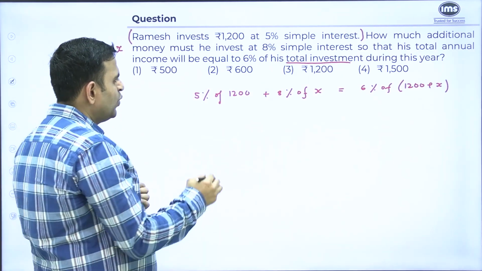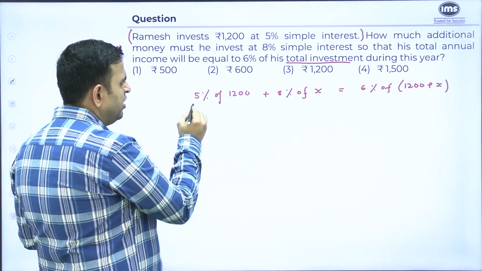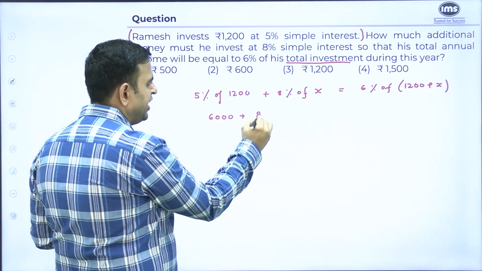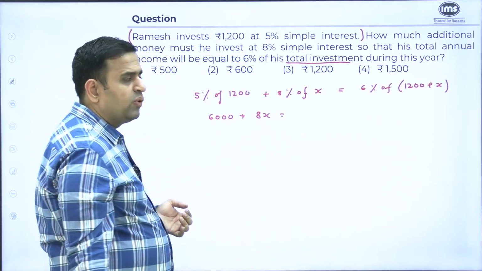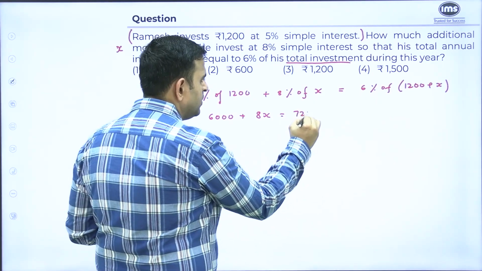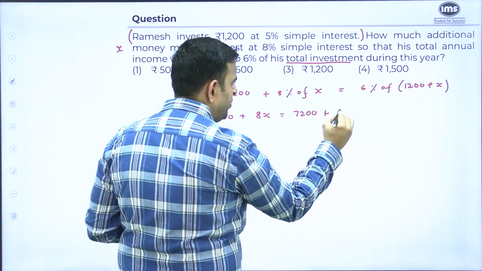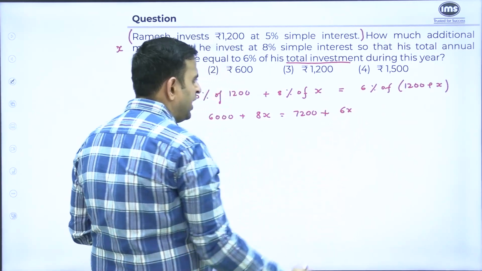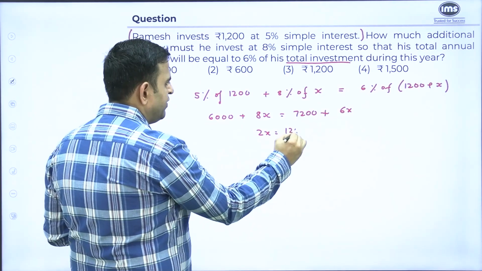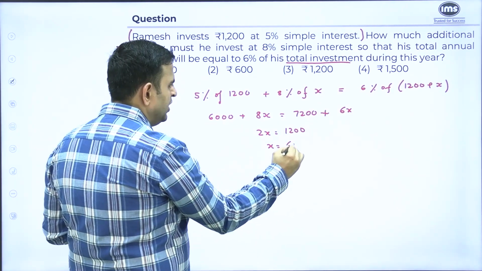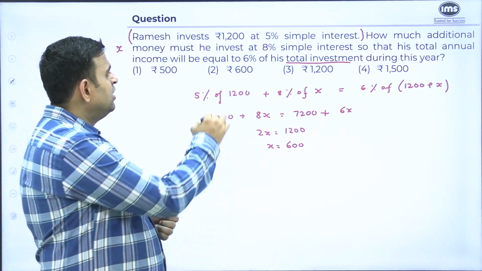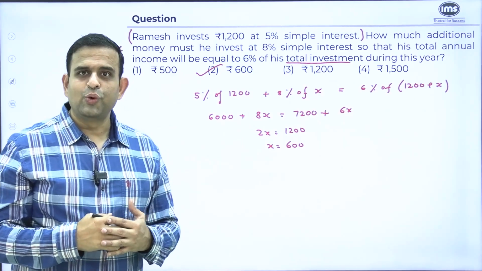Now if you write it down over here, I can cancel the percentage throughout. 5 into 1200 is nothing but 6000, plus 8 into X. This would be equal to 6 times 1200, which becomes 7200, plus 6 times X, which becomes 6X. And then if I solve for X, 2X equals 1200, X becomes equal to 600. So the additional amount to be invested happens to be nothing but 600. So one can safely choose to mark option number 2 over here.